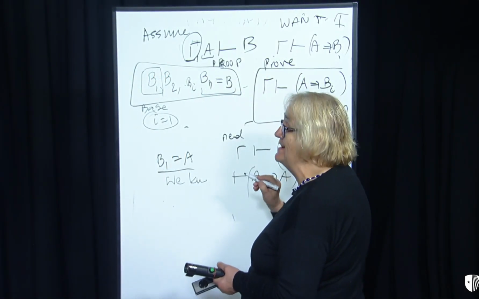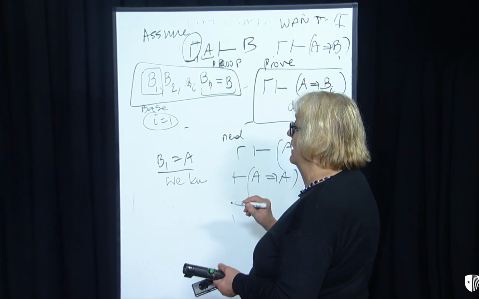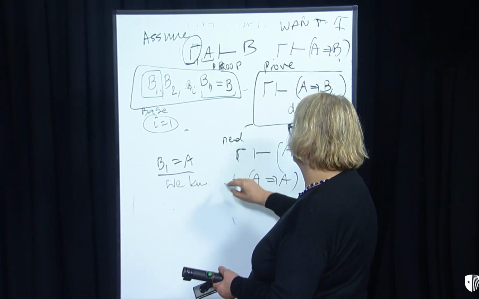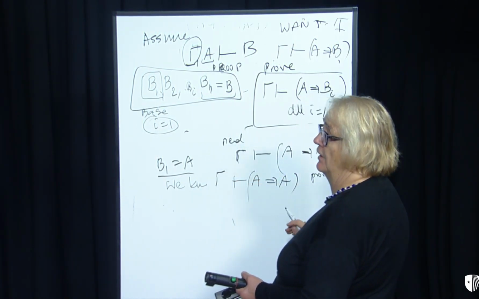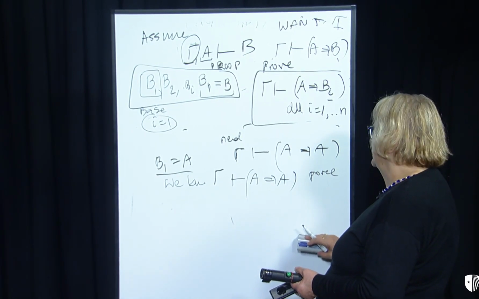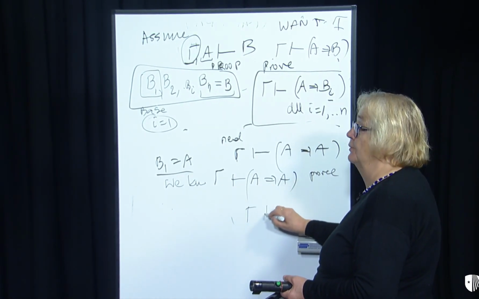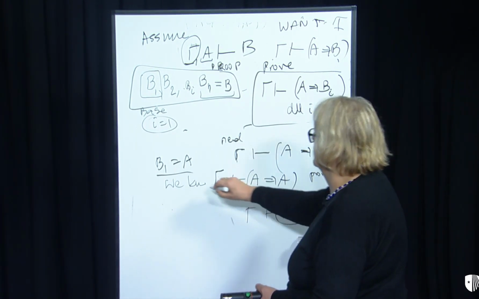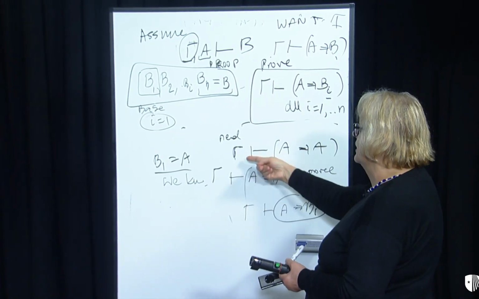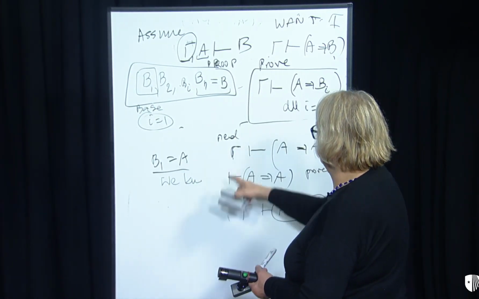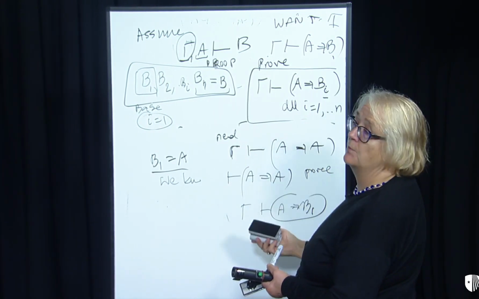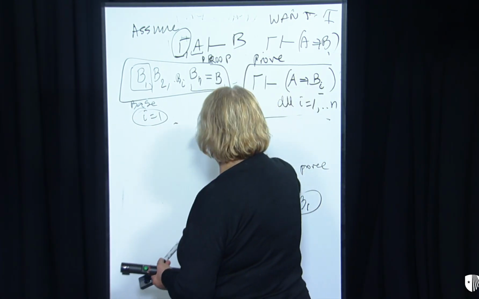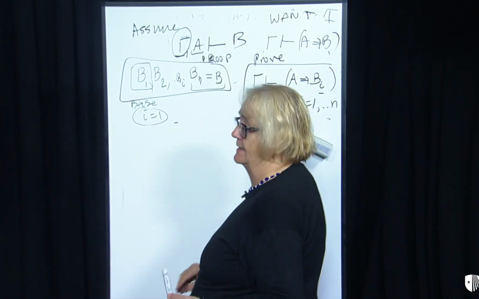And by monotonicity of the consequence, we also have that gamma proves all this. So in this case, we have that gamma proves A implies B1. In both cases, we proved this, and the fact that we can put gamma comes from monotonicity of the classical consequence operation. So we proved the base case.